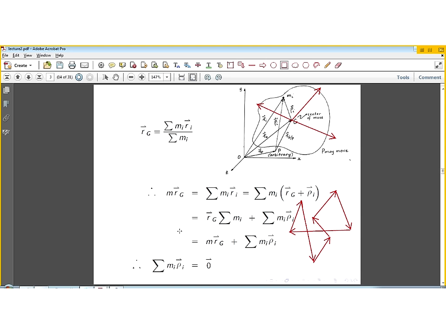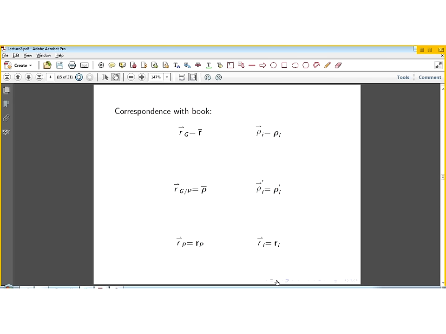But then I'll conclude this slide by saying that this here is a very, very important relationship which we're going to use many times further on in chapter 4.